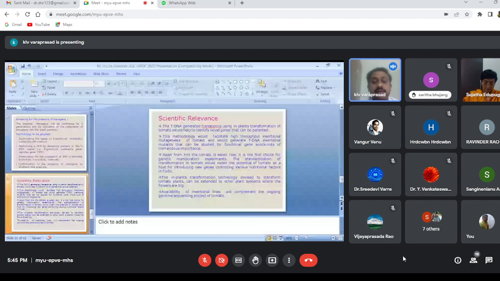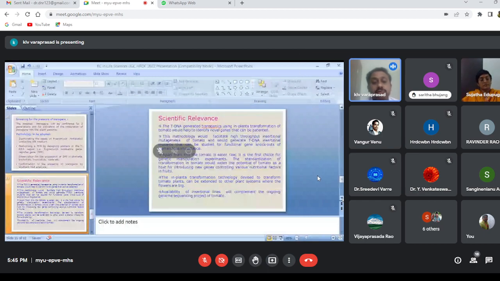All these are the methodologies to find out whether the in-planta transformation is successful or not. Coming to the scientific relevance, the tDNA-generated transgenics using genes can be patented, and the methodology would facilitate high-throughput insertional mutagenesis of tomato and generate tDNA insertional mutants that can be studied for functional gene knockouts, which are of tremendous importance.